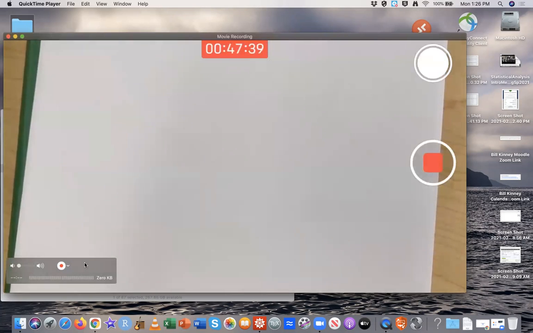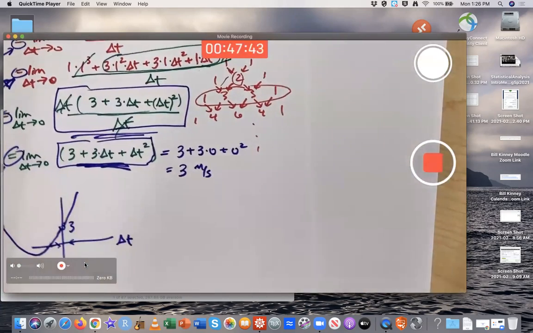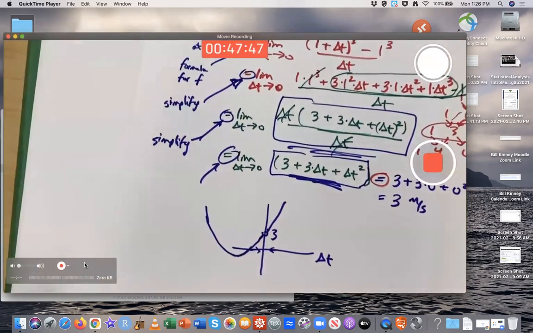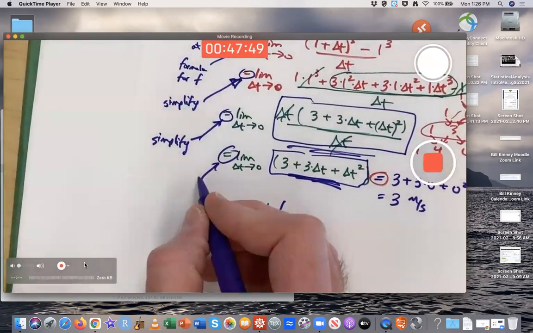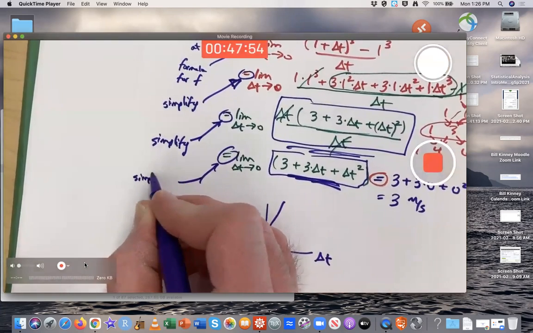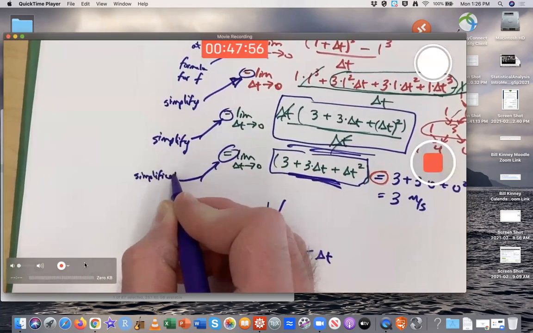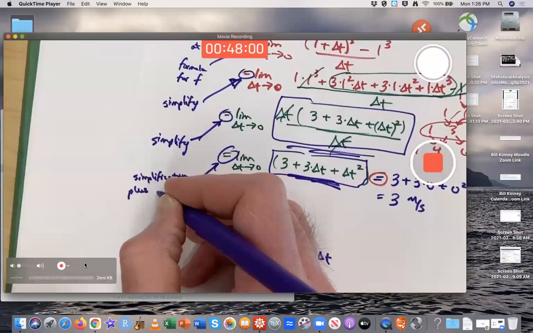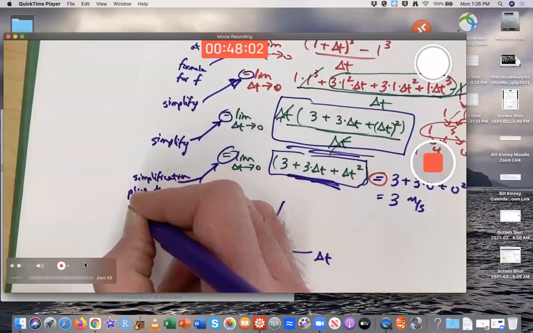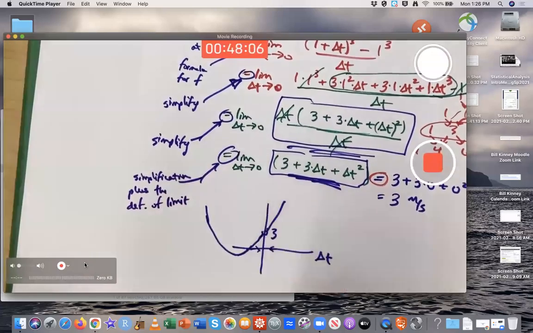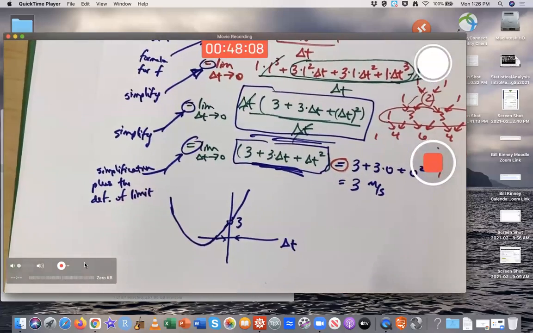Well, and I should mention, in talking about what I'm about to talk about here, I am going to mention why this equality is true as well. Let me say that this one is more than simplification. It's simplification plus the definition of a limit, which I haven't described yet, but I will describe it here.